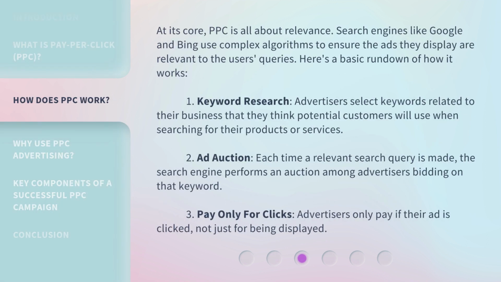At its core, PPC is all about relevance. Search engines like Google and Bing use complex algorithms to ensure the ads they display are relevant to the user's queries. Here's a basic rundown of how it works. 1. Keyword research. Advertisers select keywords related to their business that they think potential customers will use when searching for their products or services. 2. Ad auction. Each time a relevant search query is made, the search engine performs an auction among advertisers bidding on that keyword. 3. Pay only for clicks. Advertisers only pay if their ad is clicked, not just for being displayed.